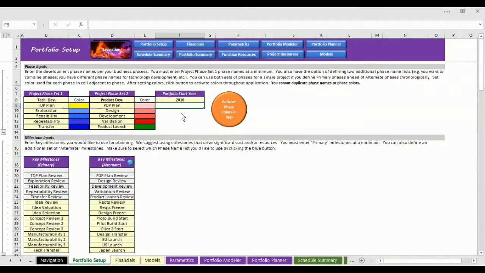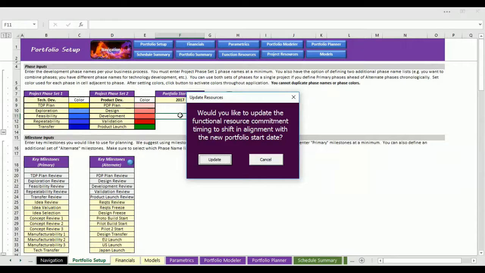Once the project phase sets have been set and the colors determined, set the portfolio start year. You will be prompted to update resource commitments. At this point in time, there are no resource commitments, so choose Cancel.